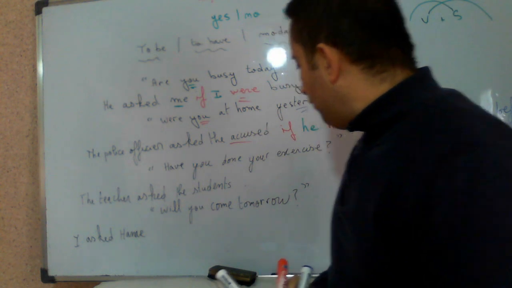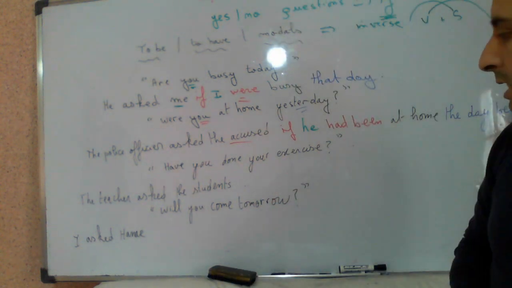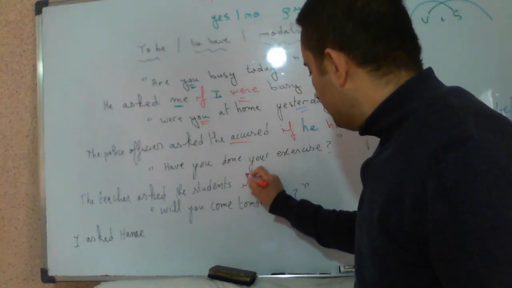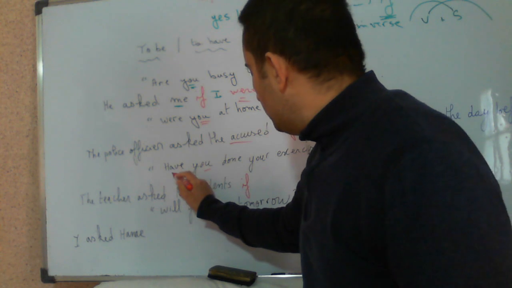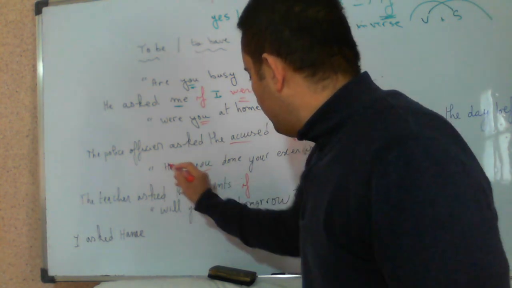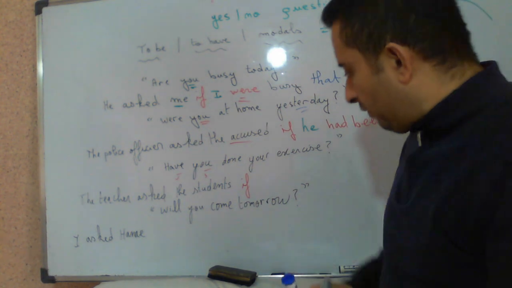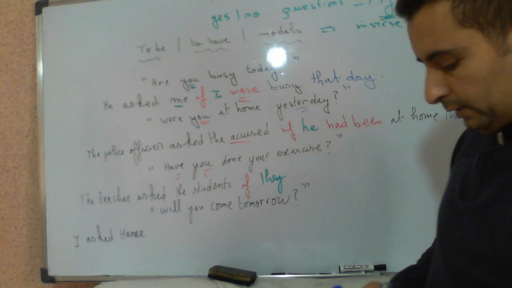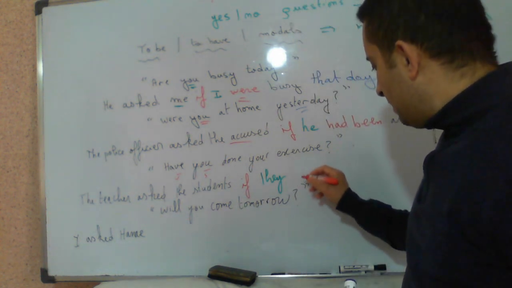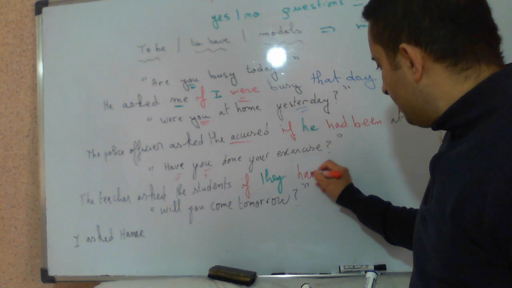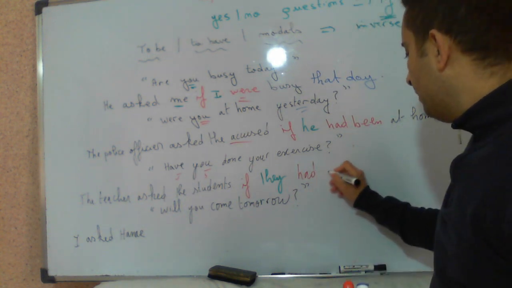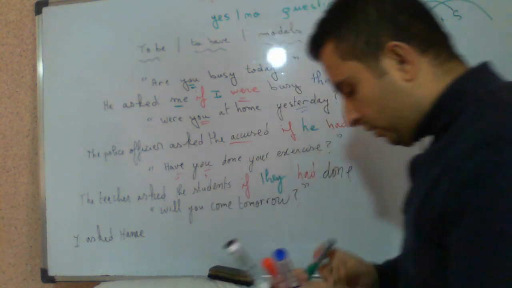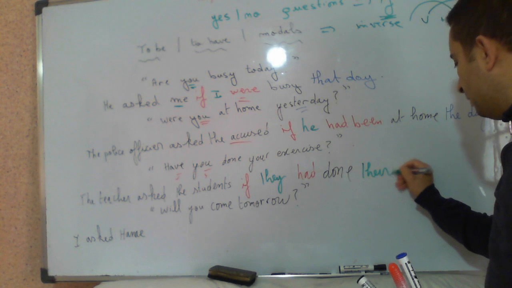The next: Have you done your exercise? The teacher asked the student. We use if. So this is the subject and this is the verb, we inverse. So you refers to the students, so it becomes they. Have becomes had. If they had done. Your becomes their. Why? It refers to students, their exercise.